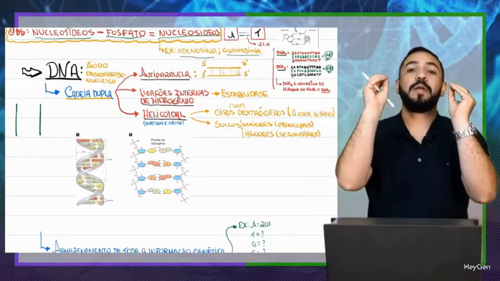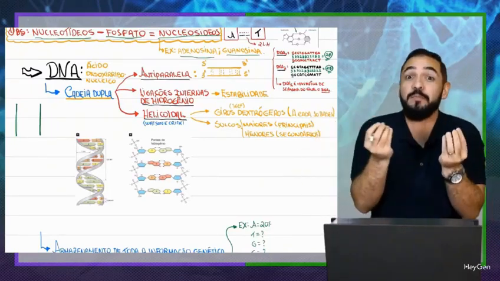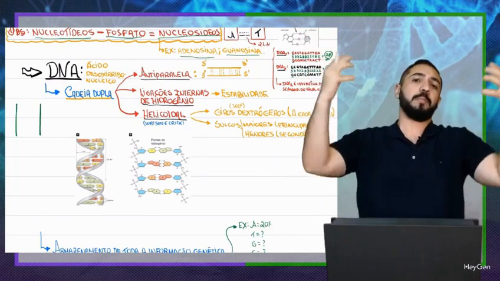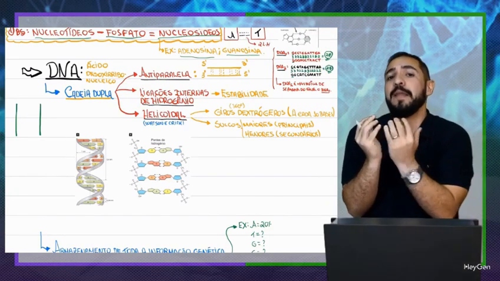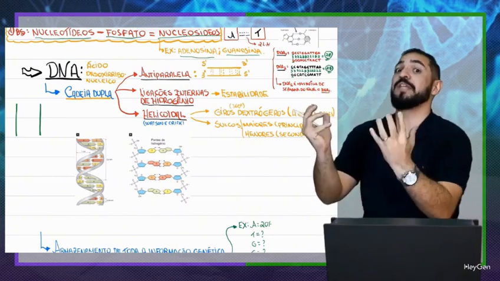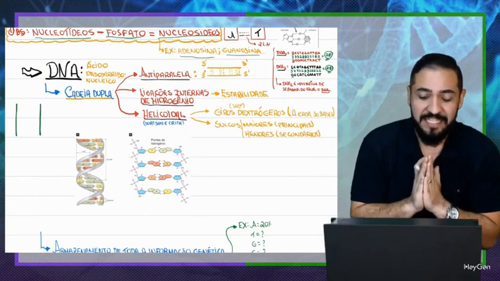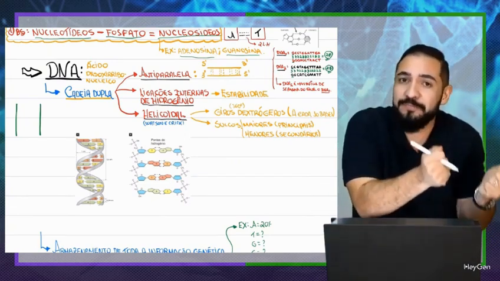Guys, now let's talk about DNA, deoxyribonucleic acid, which is precisely the molecule chosen by God, chosen by us, to stay inside our nucleus, keeping our genes safe. It must be stable, right? Yes, the molecule is more stable than RNA. So this DNA is the deoxyribonucleic acid kept under lock and key in our nucleus.